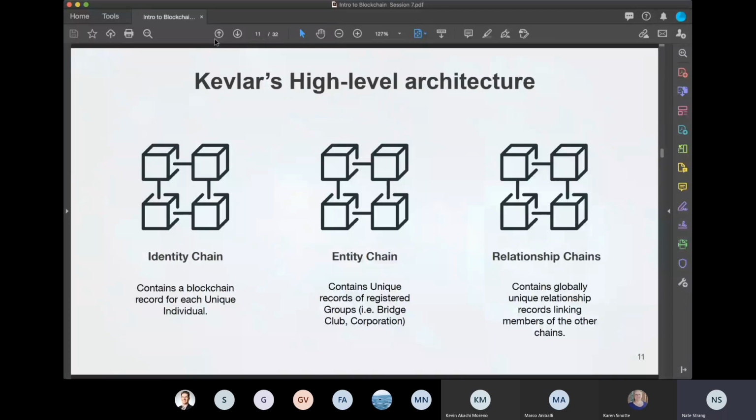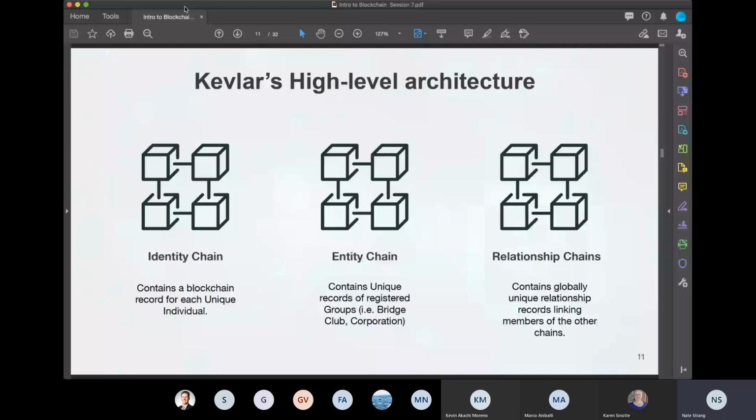The first chain is what we call the identity chain. This is where each individual person that is using or participating in the Kevlar network goes to create a blockchain record that only stores the most basic and fundamental information that's required to record you as a unique individual on the Kevlar identity chain. It's things like your date of birth, place of birth, and we'll look at exactly what those identity attributes are in a second.